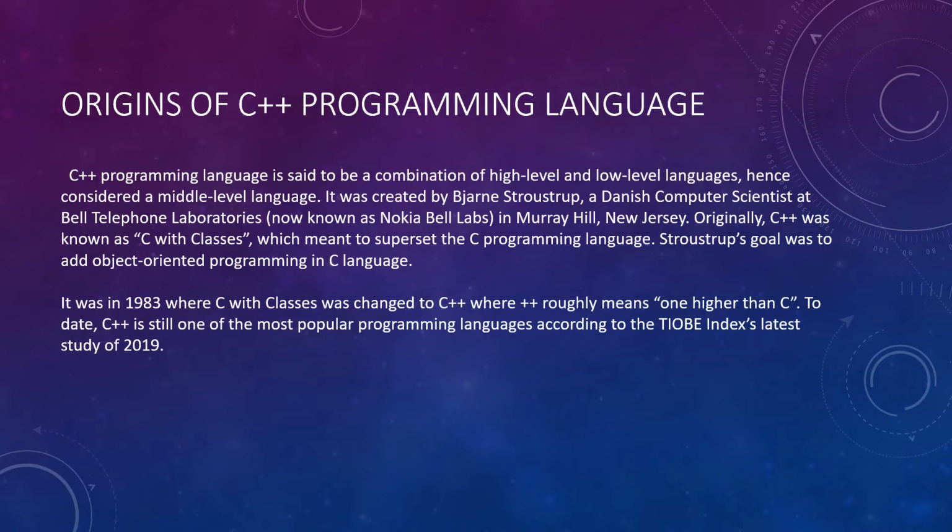Originally, C++ was known as C with classes, which meant to superset the C programming language. Stroustrup's goal was to add object-oriented programming in C language. It was in 1983 that C with classes was changed to C++, where plus plus roughly means one higher than C. To date, C++ is still one of the most popular programming languages according to the TIOBE Index latest study of 2019.